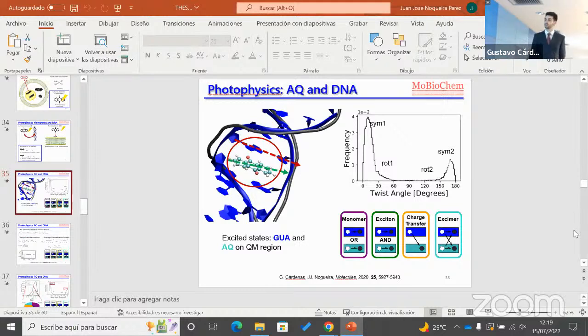Do you think with the same computational protocol, you could have a look at, for instance, the triplet property of anthraquinone? Because I think that there is an easy population of the triplet state and transfer to some other nucleobases. Is that something possible with your strategy?